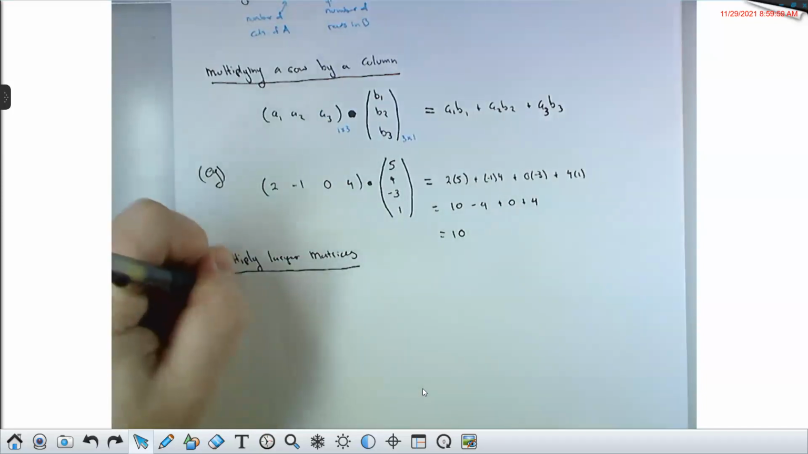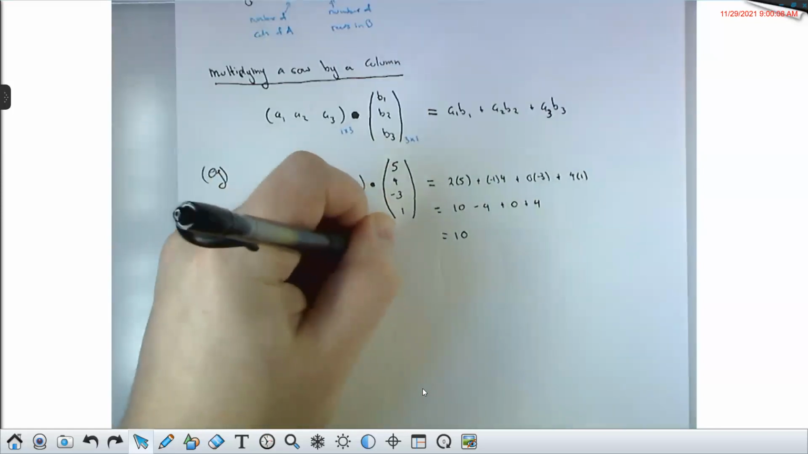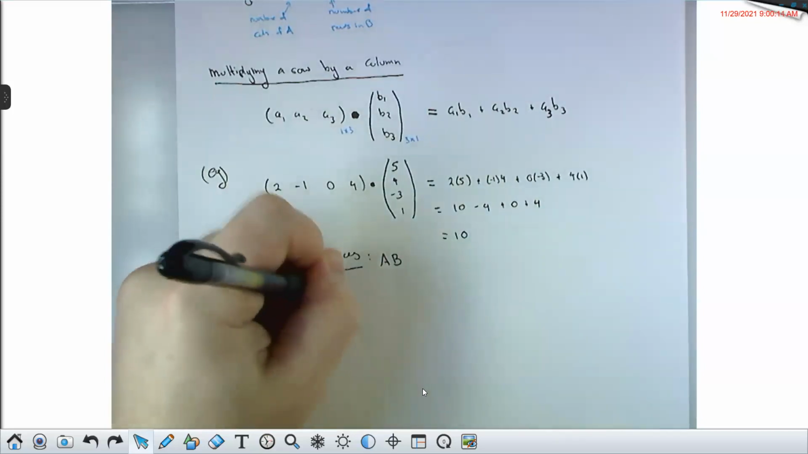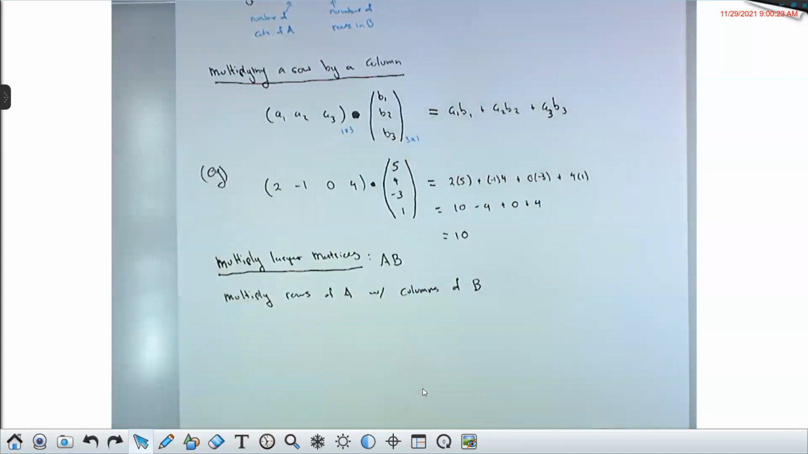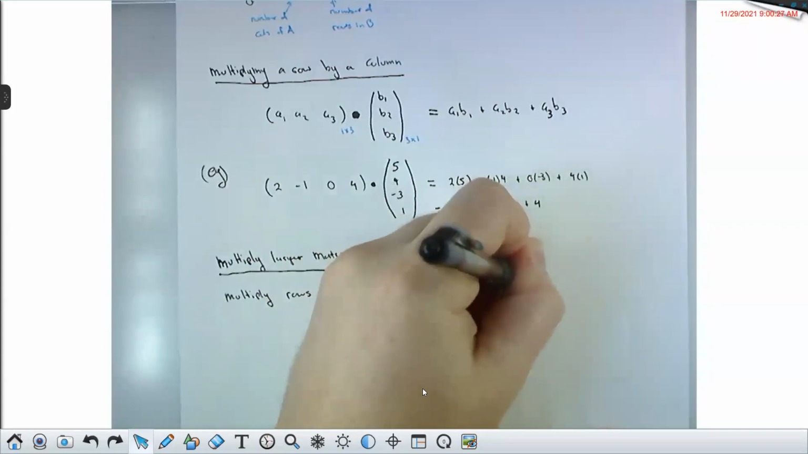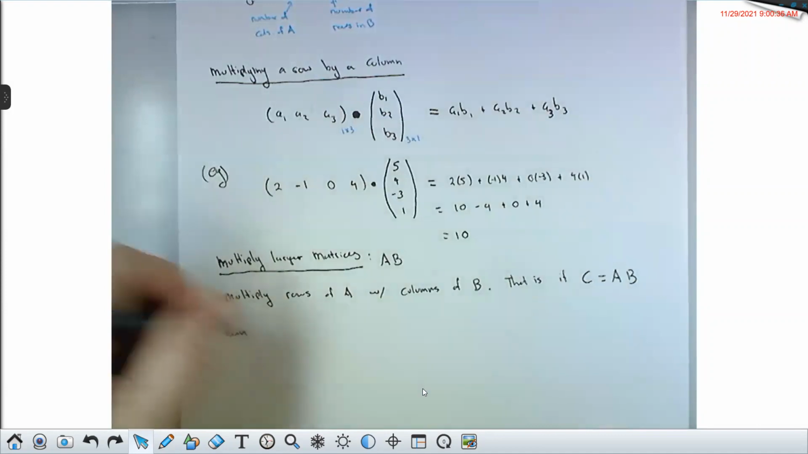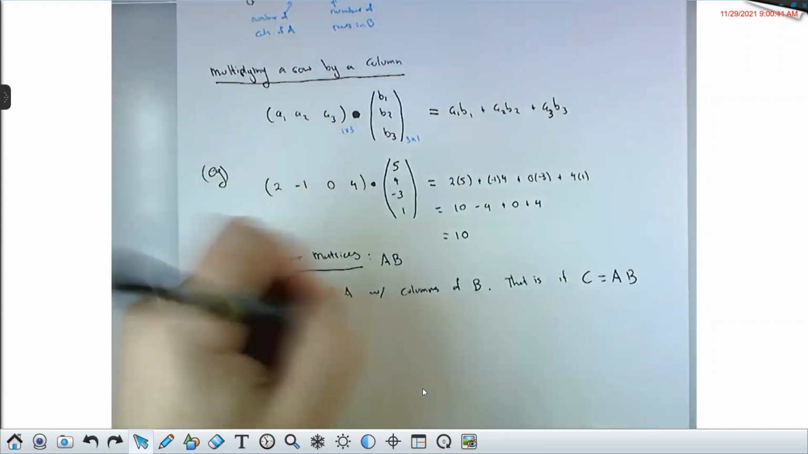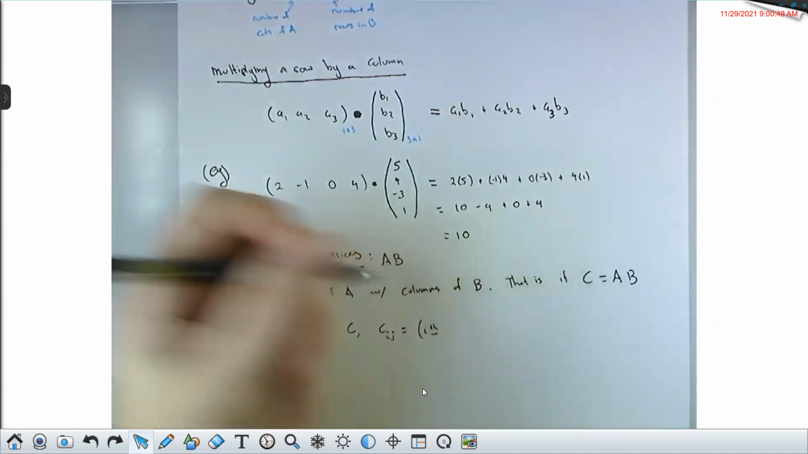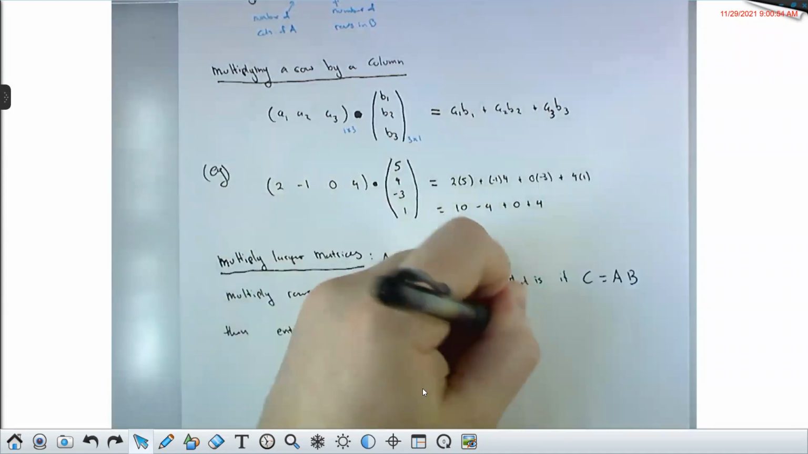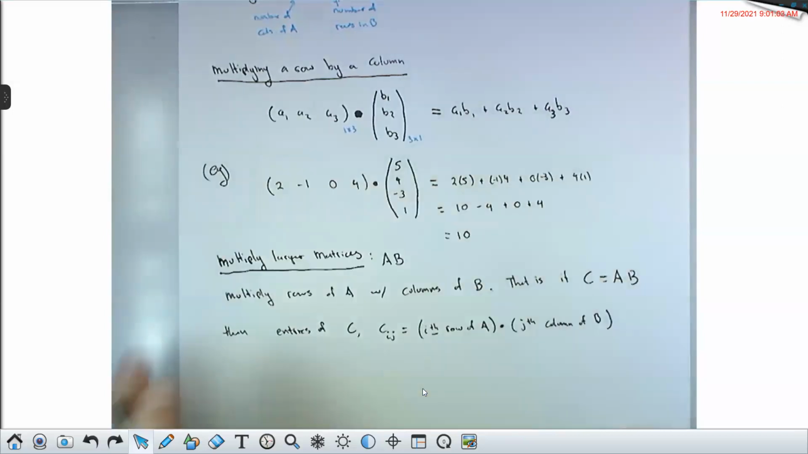So here's what we do. To multiply larger matrices, A times B, you multiply the rows of A with the columns of B. So if C is going to be A times B, then the entries of C, the things we call Cij, will be the ith row of A times the jth column of B. That's the rule.